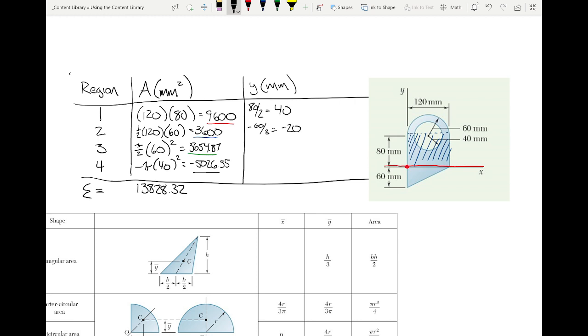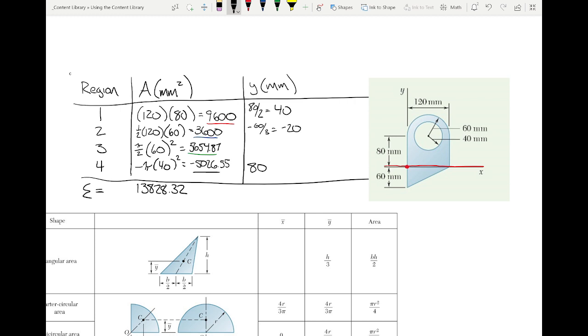Okay. Now, I'm actually going to skip this semicircle. I want to do shape number 4. I want to do this hole. How far is it from the red line to the centroid of that circular hole? Okay, 80. That's easy. All right.